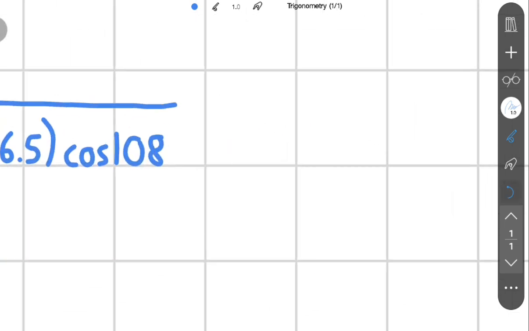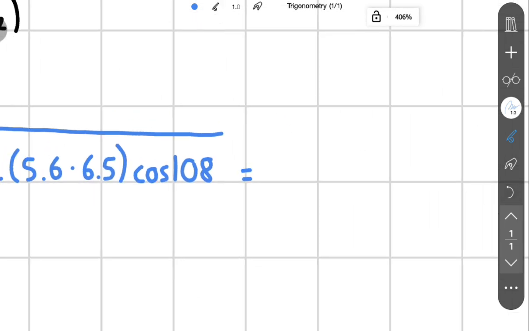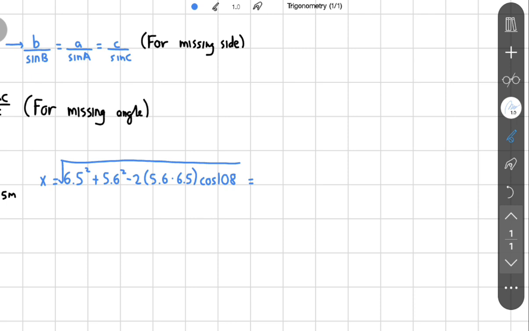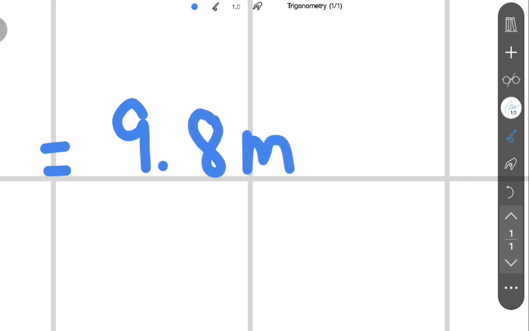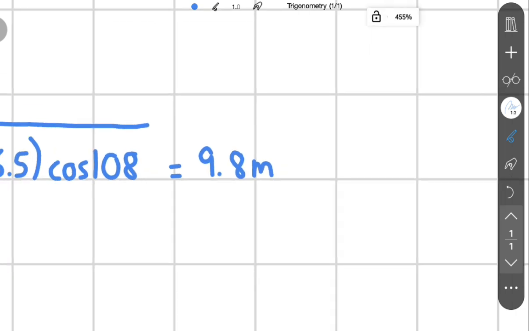And let's input this in the calculator. If you were to round it, you'll get 9.8 meters, of course. Let's not forget the dimensions, or the units basically. So yeah, this is how you solve using the cosine rule to find the missing side.